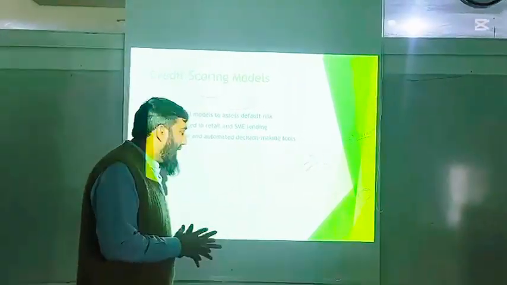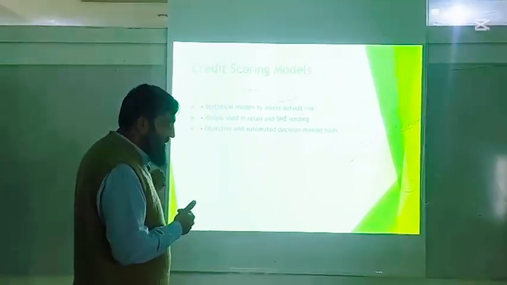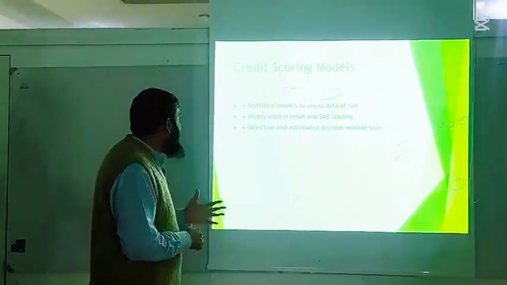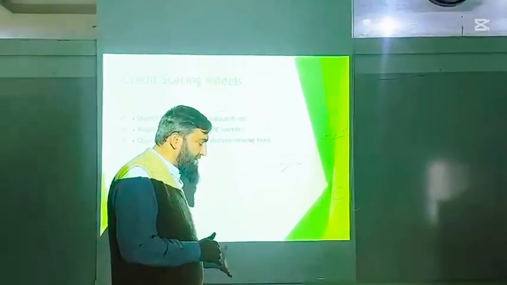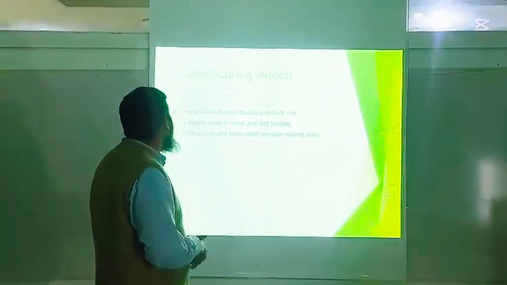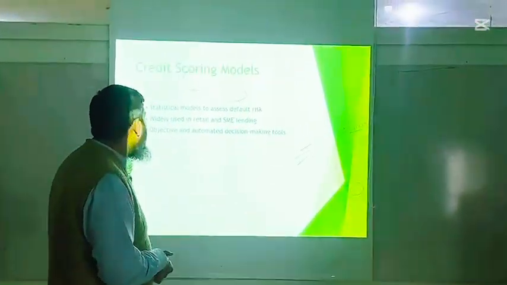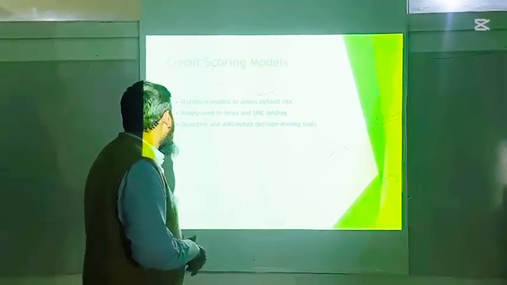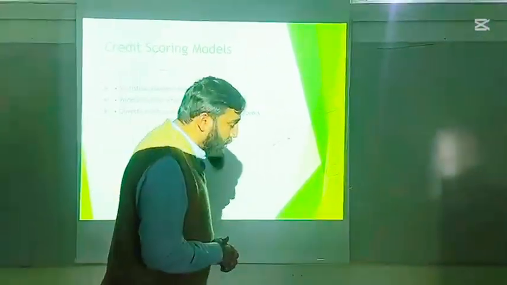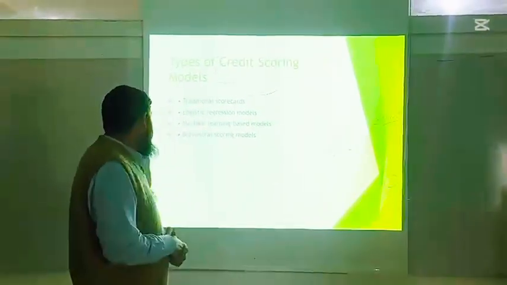This is the credit scoring models. So how can we make a scoring model for credits? For instance, a statistical model that identifies the defaulters. This is the first one. It is widely used in retail and SME lending. The last one, objective and automatic decision-making tools. So these are the fundamentals.